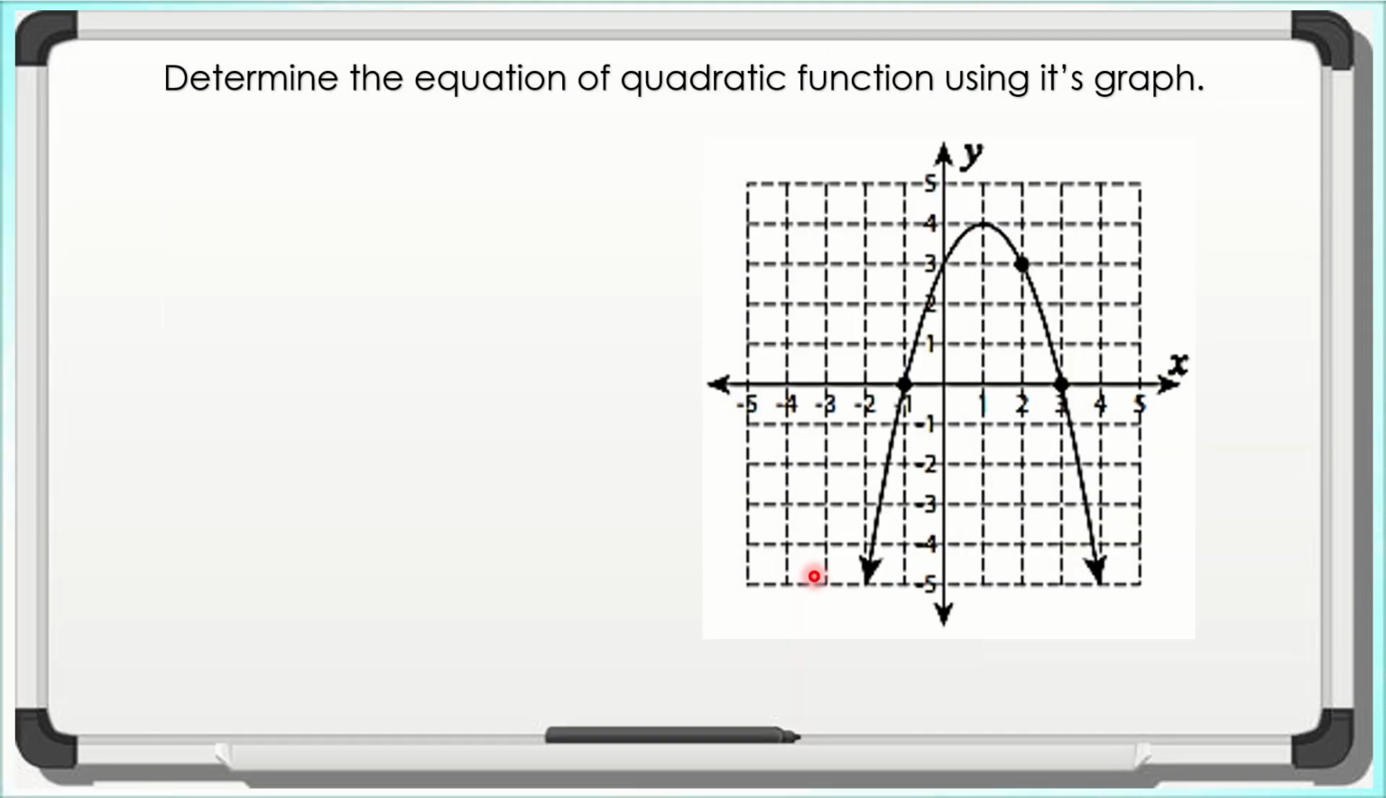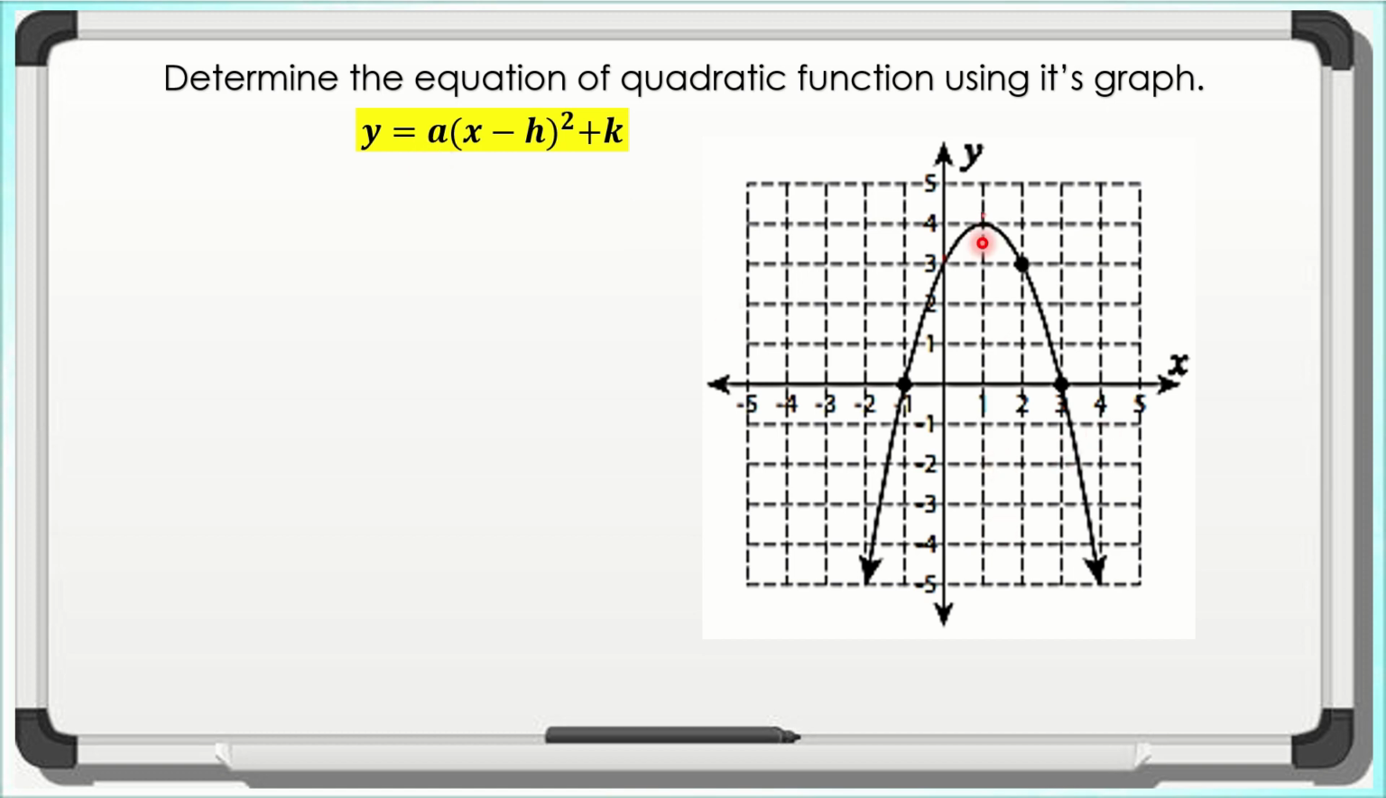Let us have another example. Equation of this graph. Again, we will use the vertex form to find the equation, which is y is equal to a times the square of x minus h plus k. So, to get the values of h and k, let us locate the vertex. And for a, let us choose any point from the parabola.